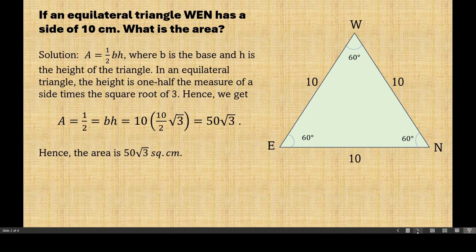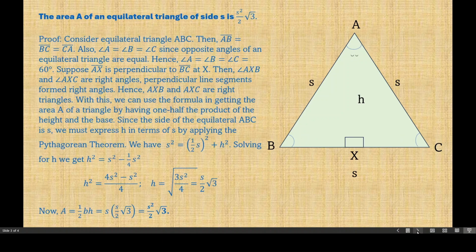How is this made possible? Here it is. The area A of an equilateral triangle of side S is 1/4 the second power of side S times the square root of 3.